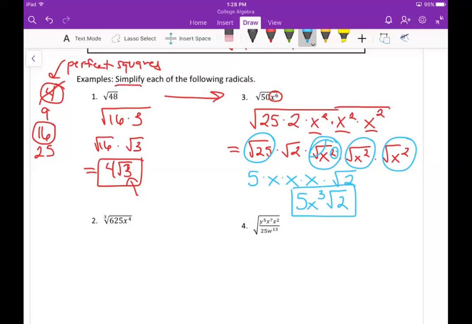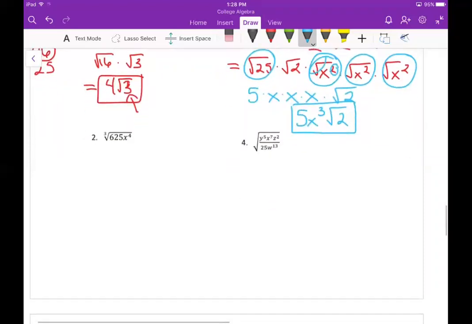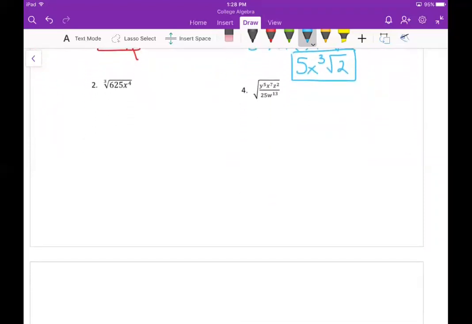Okay, this takes a little bit to get used to, so let's keep going to a few more examples. Here's another one with just one number and one term that's exponential, but this time notice we're taking the cube root, okay? So we're looking for perfect cubes. So in our list of perfect cubes, we have that 8 is a perfect cube, 27, 64, 125.